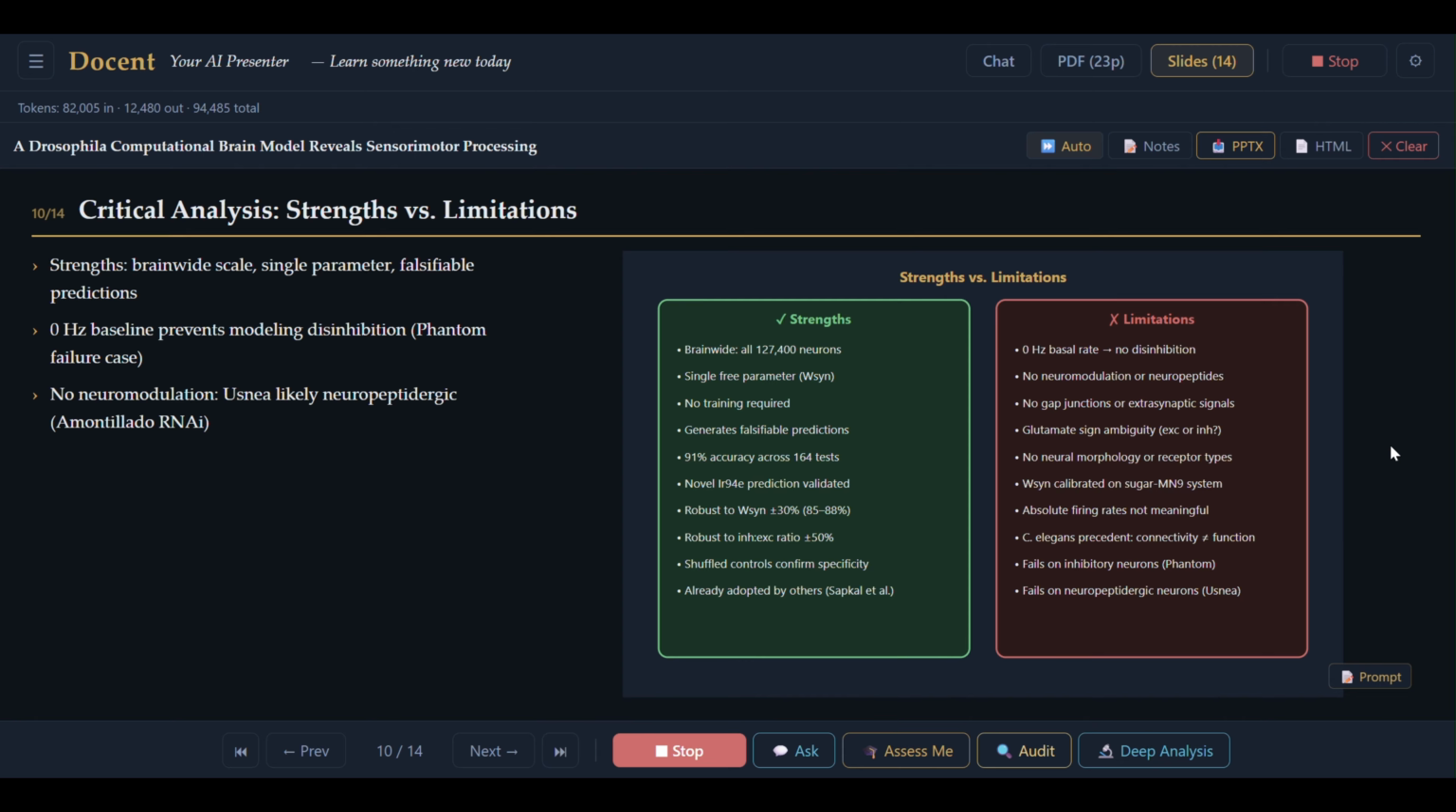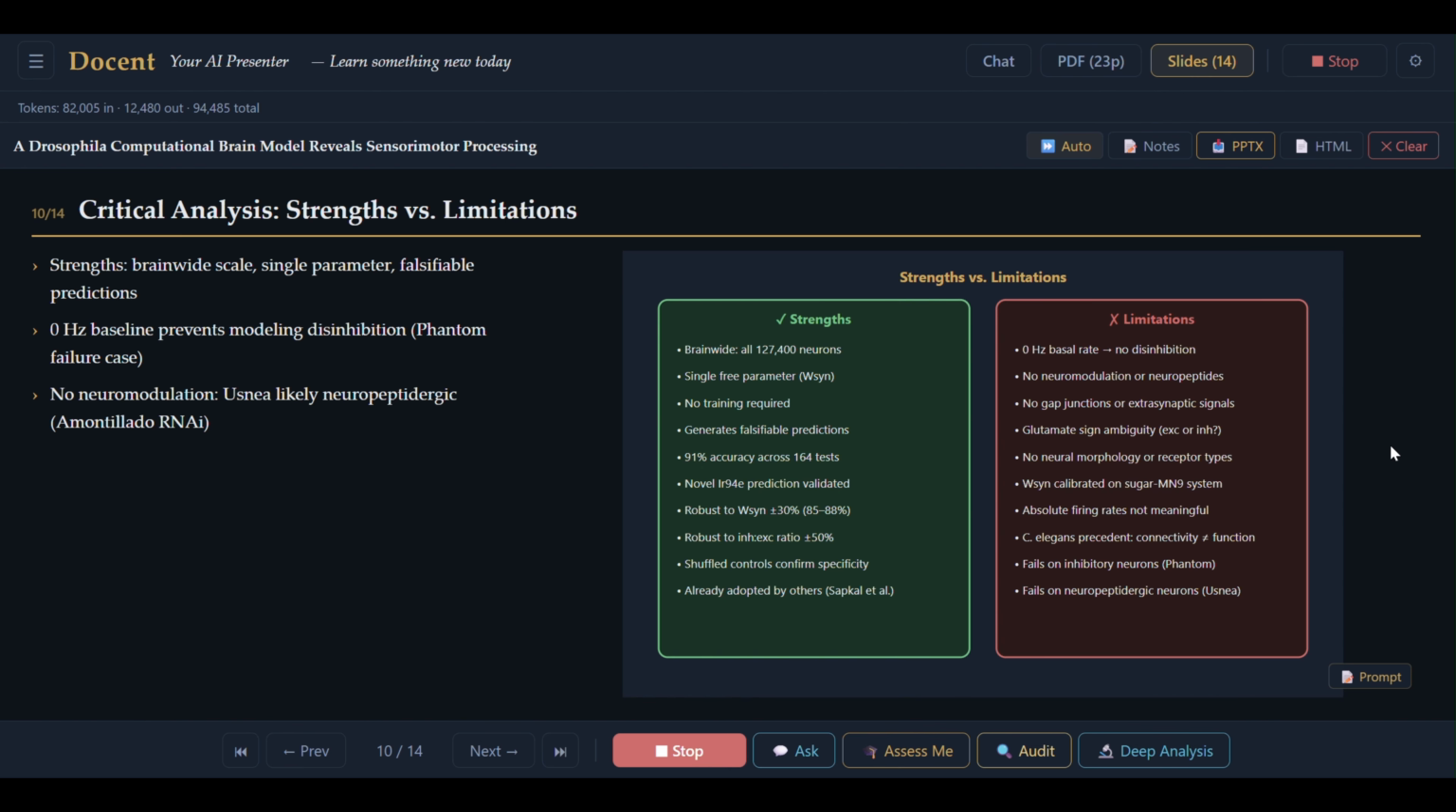The Phantom failure case illustrates this directly. Phantom inhibits Scapula, which inhibits Roundup, so Phantom should activate MN9 via disinhibition, but the model predicts it as purely inhibitory. The Usnea case reveals another blind spot, neuropeptidergic signaling. The authors admirably tested this with Ast-A/AstA receptor RNAi, confirming Usnea likely acts via neuropeptides.